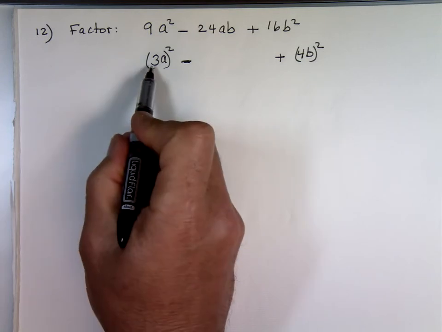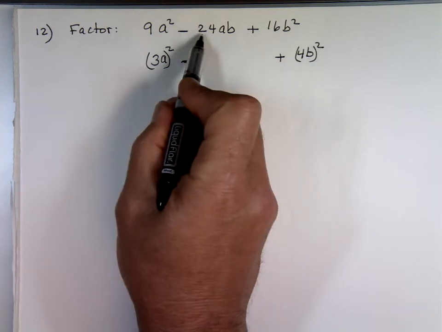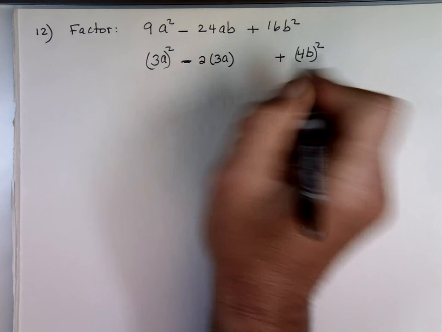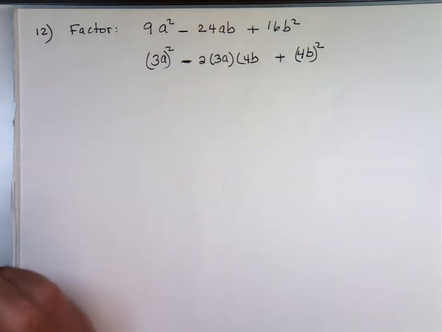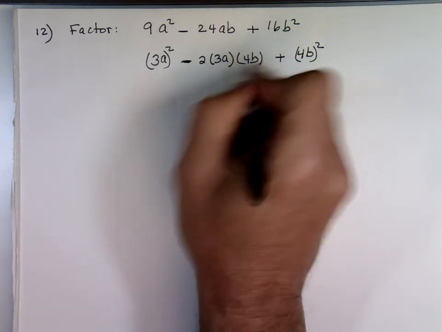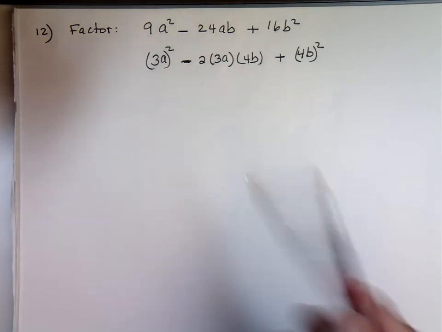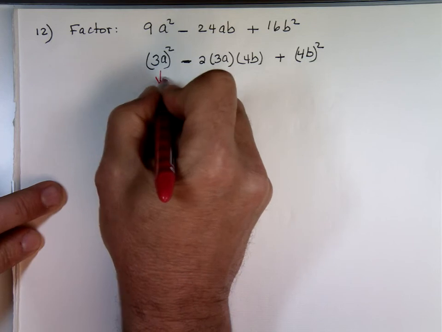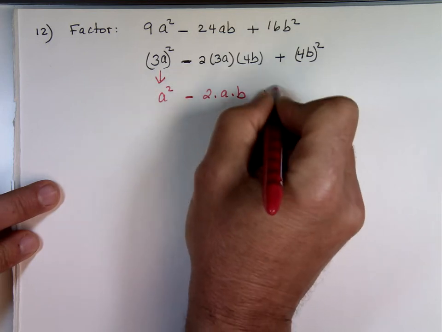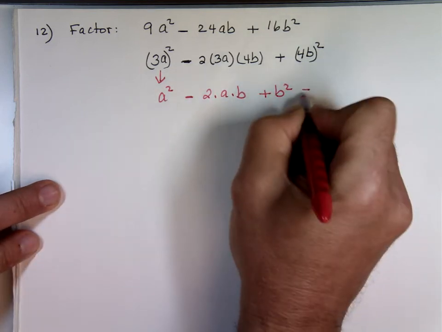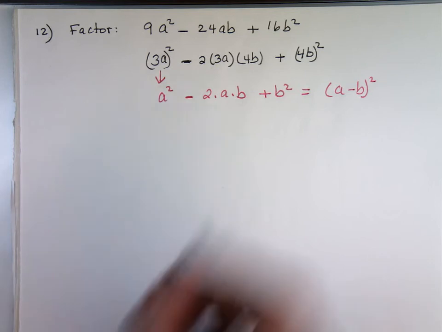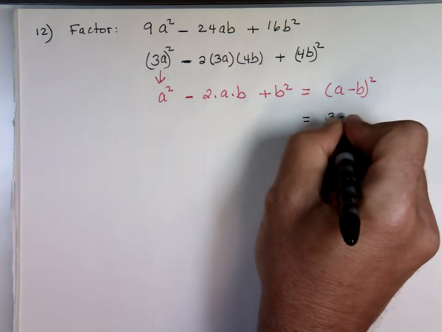Three times 4 is 12, but that number is 24. Well, the 24 is 2 times 3a times the 4b. 2 times 3, that's 6. 6 times 4 is 24, and there's the a and the b. The reason I put it in this form again is so it will match a squared minus 2ab plus b squared. Because if you have that, your answer is a minus b squared. And my a here is actually 3a, and my b is actually 4b.